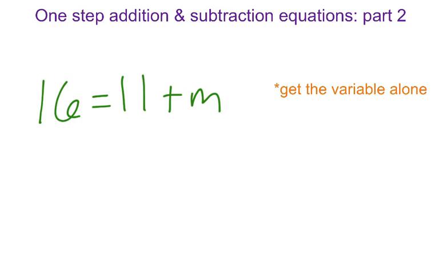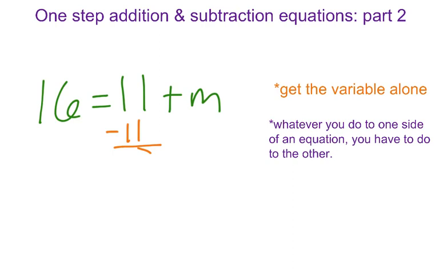Therefore, we solve it the same way we did before. To get rid of a positive 11, you subtract 11. That will remove it from that right side of the equal sign. Well, whatever I do to one side, I have to do to the other. So if I subtract 11 from the right side of the equal sign, I must subtract 11 from the other side. I have to keep that equation balanced.